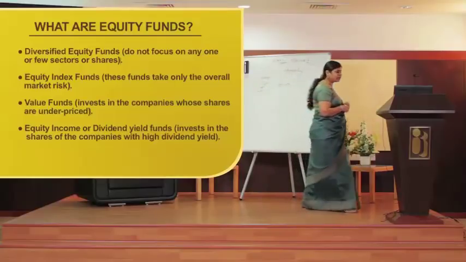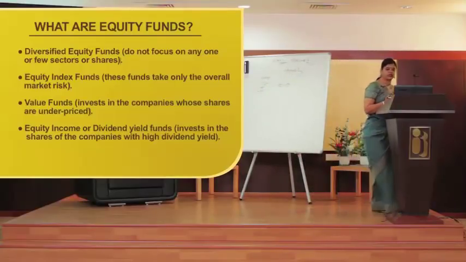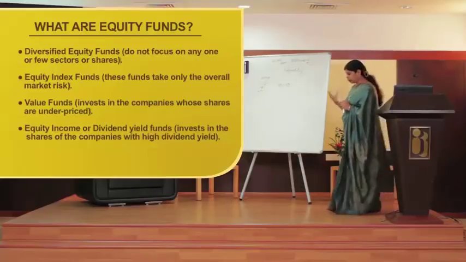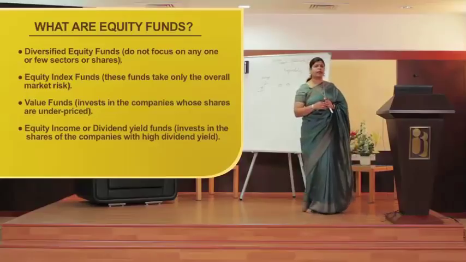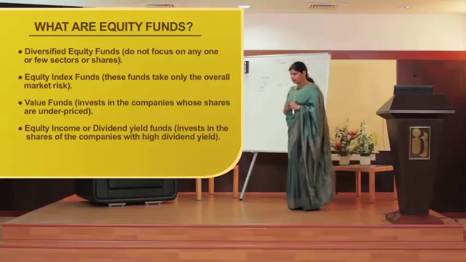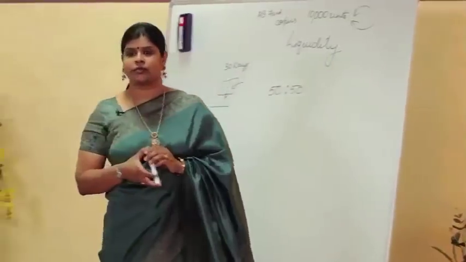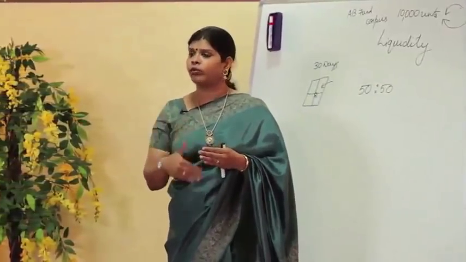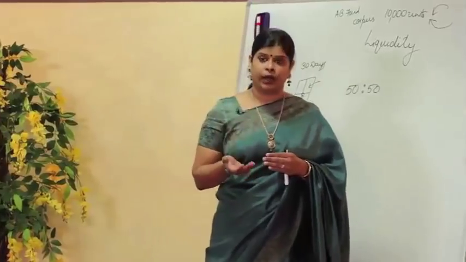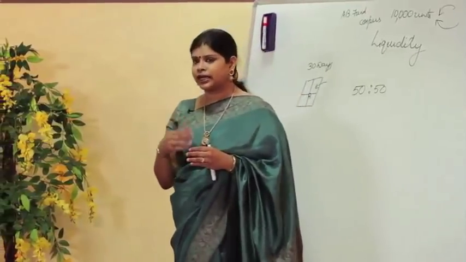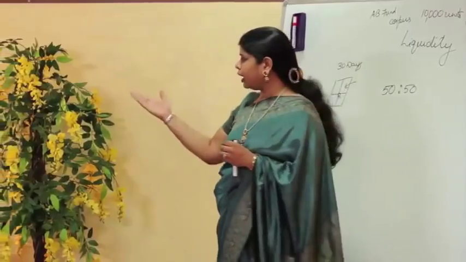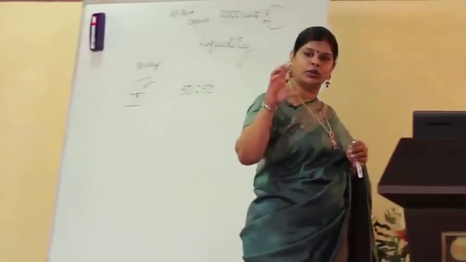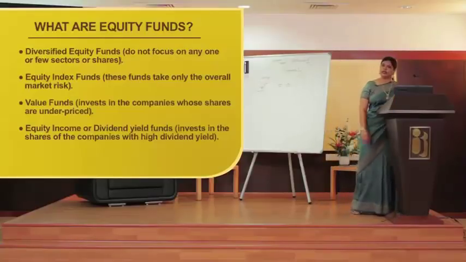Then we have value funds, which invest in companies whose shares are underpriced. So through a proper study, a proper analysis, through the CAPM model, that is the capital asset pricing model, I can evaluate which companies are overvalued and which companies are undervalued, right? On that basis, if they are underpriced, the value fund can select all those companies and invest in them.